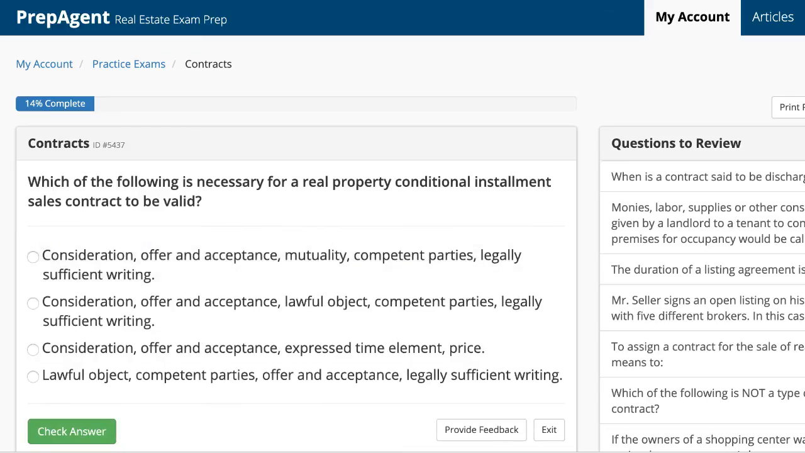Which of the following is necessary for a real property conditional installment sales contract to be valid? A, consideration, offer acceptance, mutually competent parties, legally sufficient writing. B, consideration, offer acceptance, lawful object, competent parties, and legally sufficient writing. C, consideration, offer acceptance, express time element and price. Or D, lawful object, competent parties, offer acceptance, legally sufficient writing.